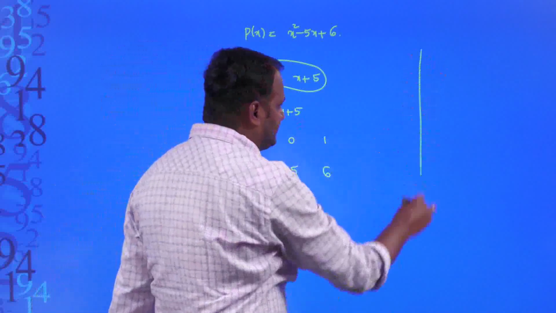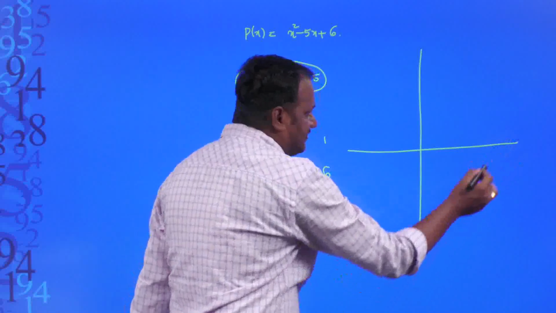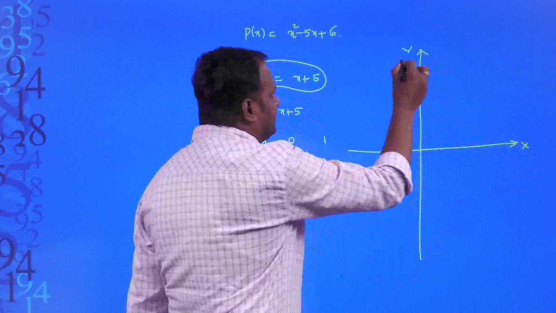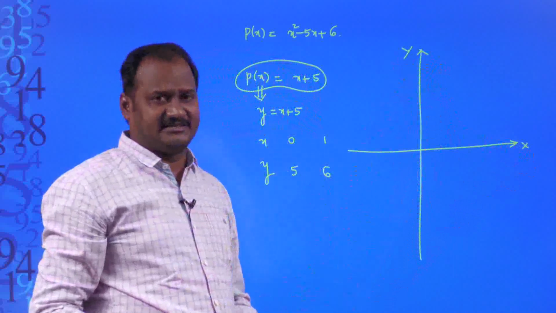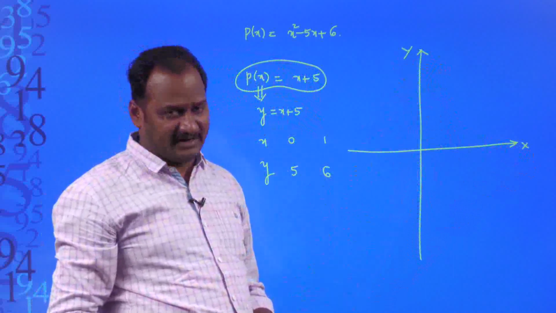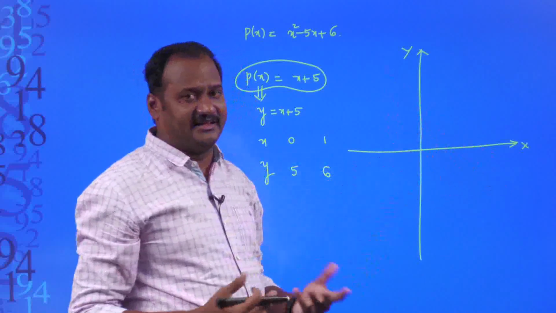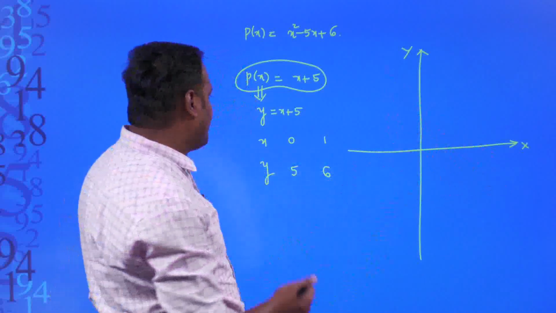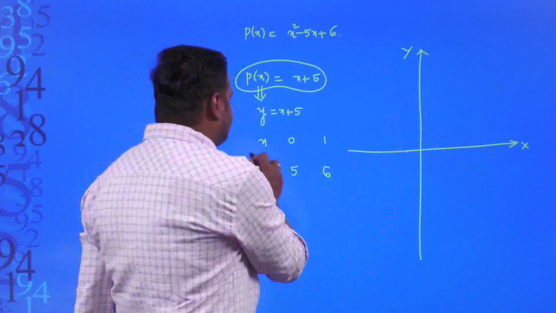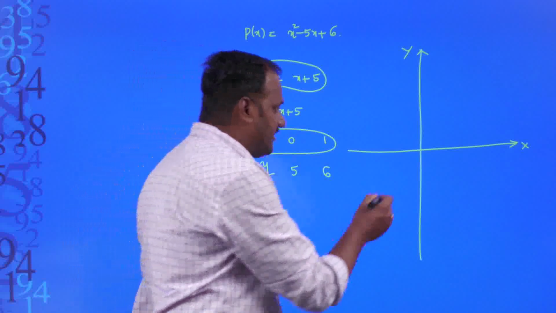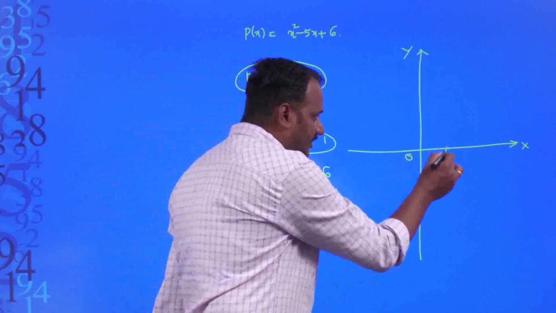Now this is the y-axis and this is the x-axis. On the x-axis I will take the values, as well as on the y-axis. What are these x-axis and y-axis? They are in fact number lines. The x-axis is a real number line and the y-axis is another real number line. That's it. Now the x values are 0 and 1, so the maximum is 1. So I will take 0 here and then 1 here.